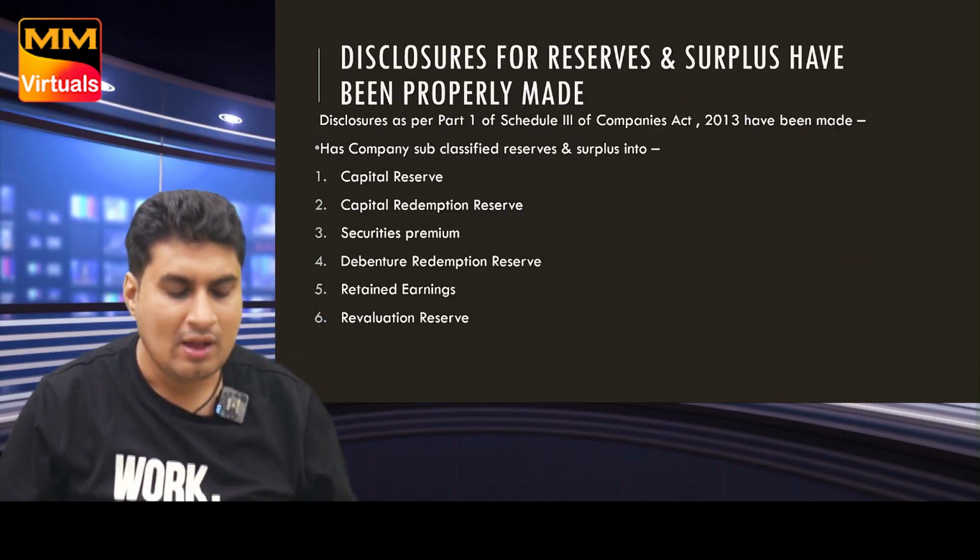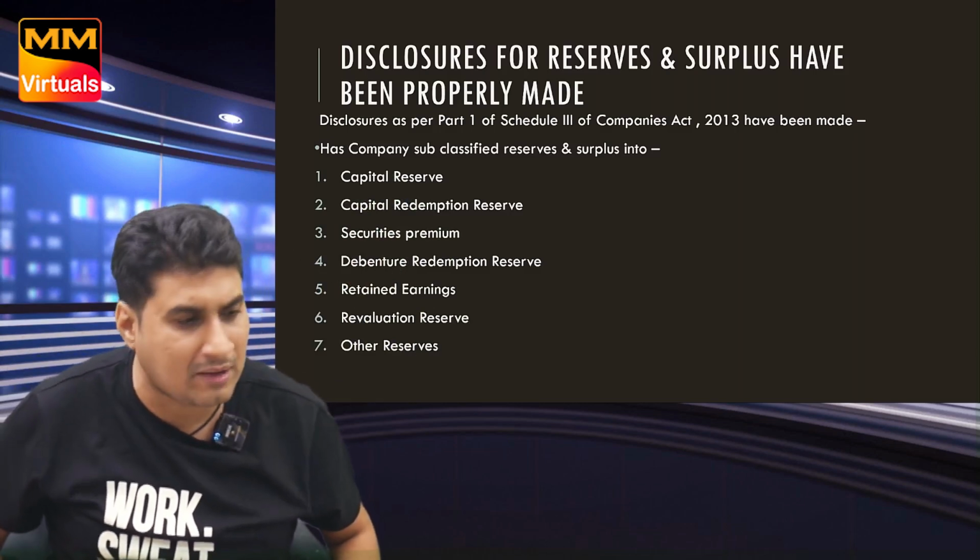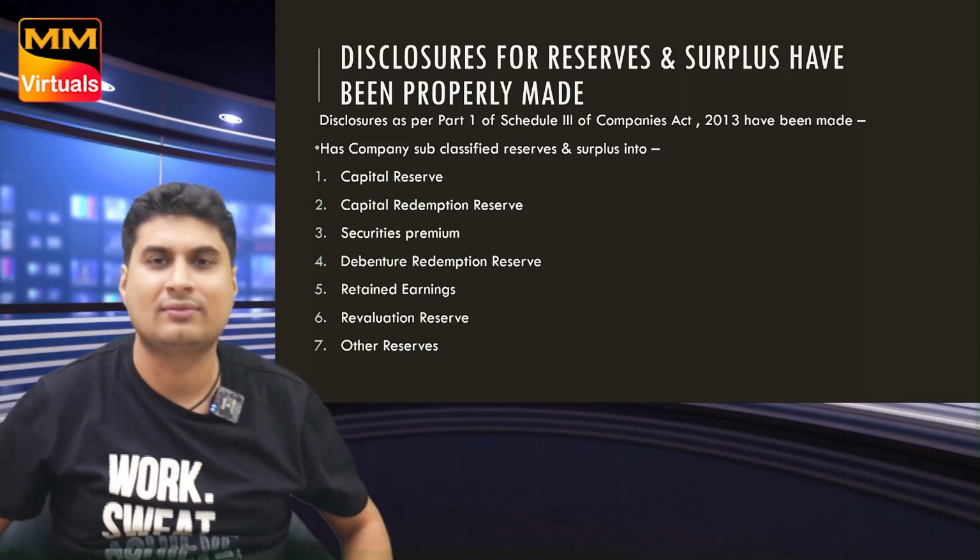Disclosures: Part 1 of Schedule 3 of Companies Act. What? Capital reserve, redemption reserve, securities premium, retained earnings. Over.